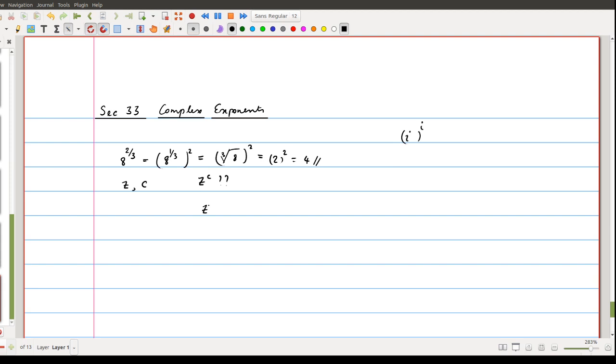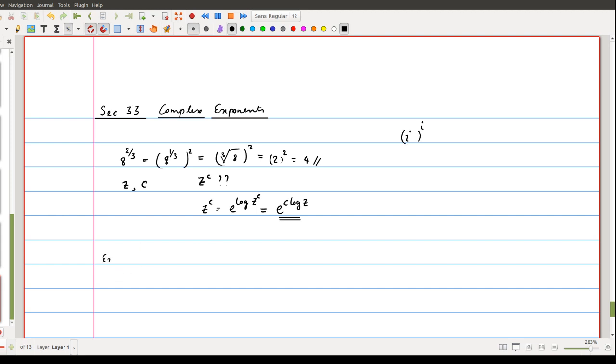So we evaluate this by making use of the exponent function and logarithmic functions. That means this can be written as e to the power log z power c. We know that e and log are inverse functions. We have already discussed this in the last class, and this can be written as e to the power c log z. Now we evaluate this. You can easily evaluate this because log z is defined and the exponent is also defined. So using this fact we can evaluate the exponents in complex analysis.